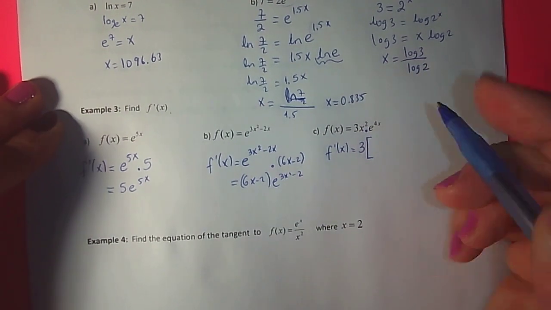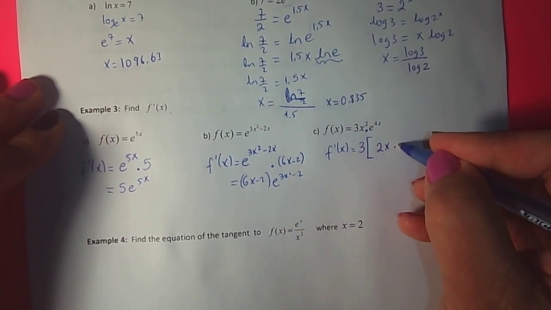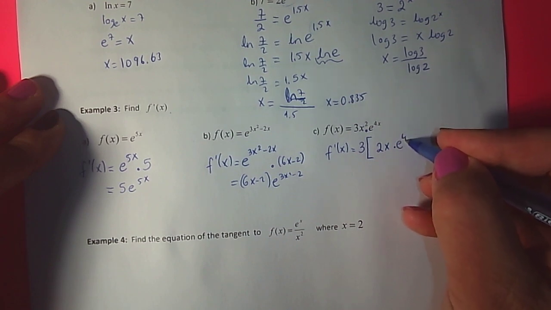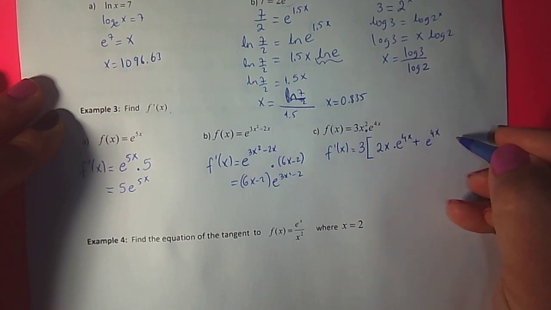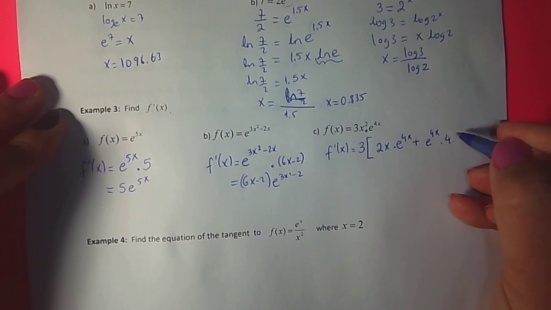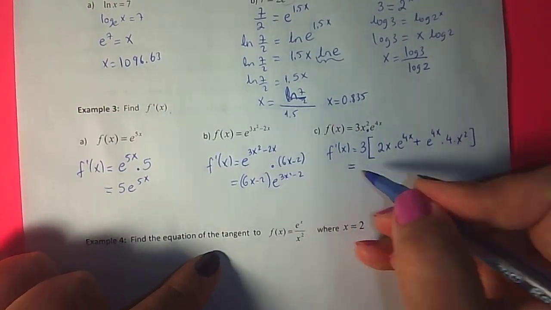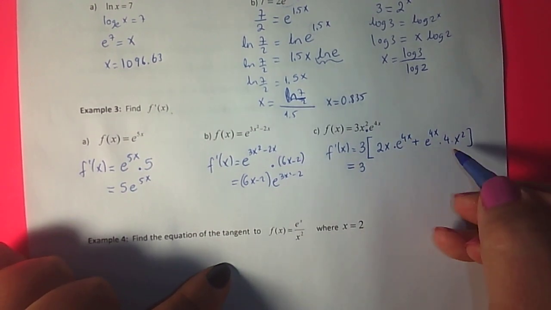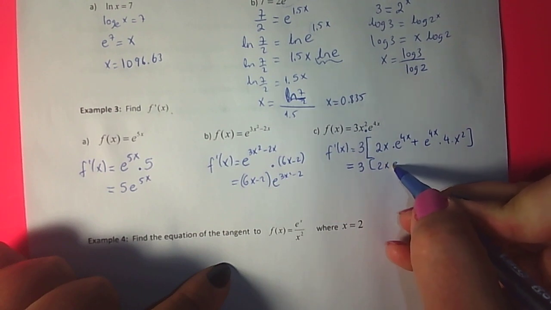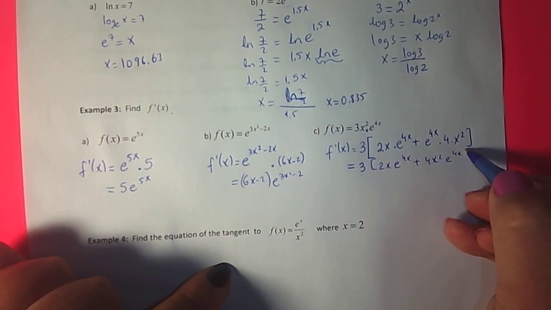Okay, so derivative of first, so 2x times the second, plus derivative of second, so e to the power of 4x times derivative of the exponent 4 times the first, so x squared. So let's simplify this. So we get 2x e to the power of 4x plus 4x squared e to the power of 4x.